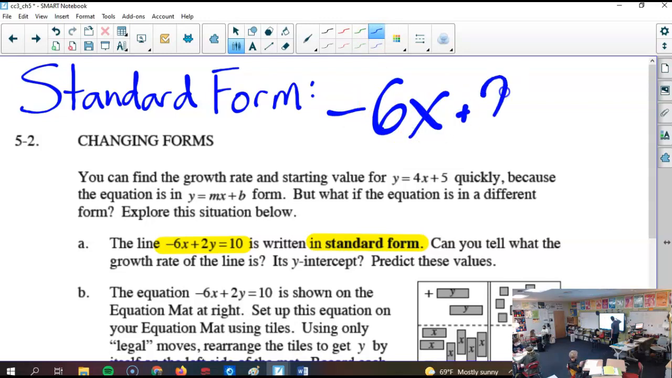Negative 6x plus 2y equals 10 is the standard form of an equation. What's funny and ironic about that being called the standard form is it's not what we normally use. So I want you to take a moment and try to fix this and put it into our y equals form. So take a moment, chat with your teammates if you need to. How can I fix this equation and get y by itself?